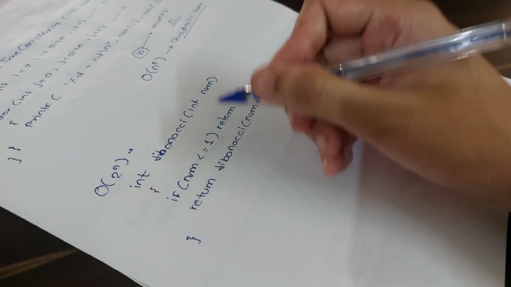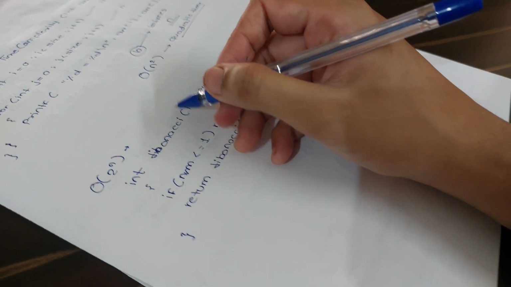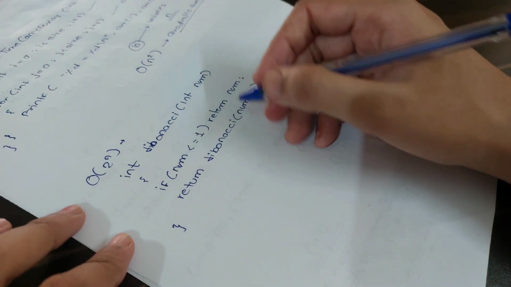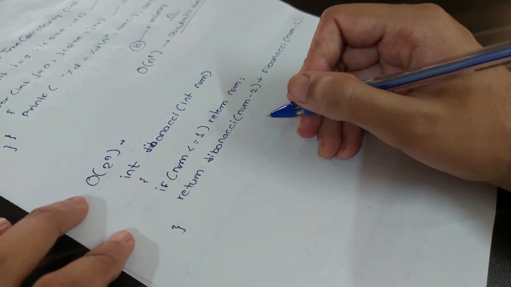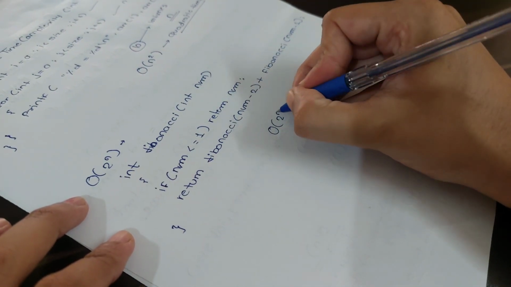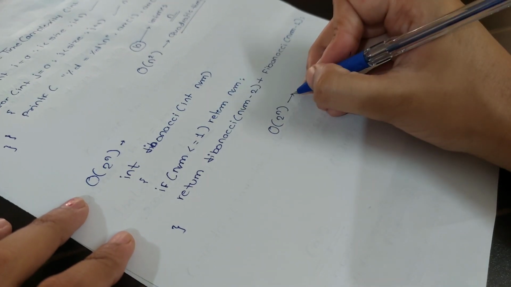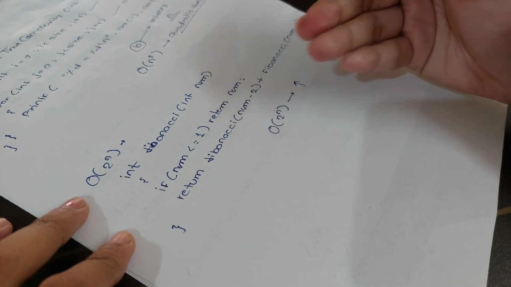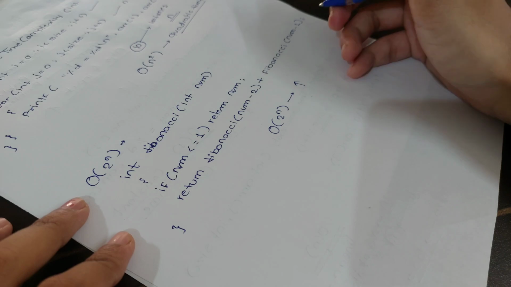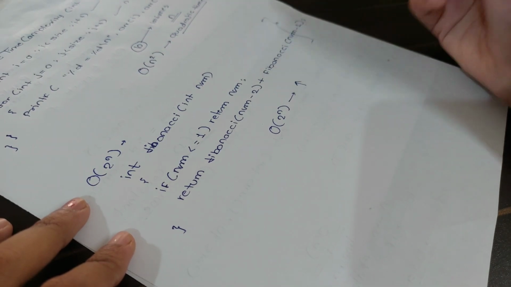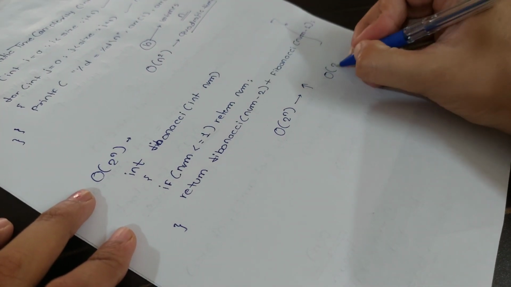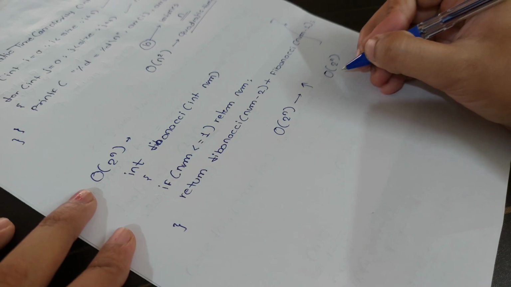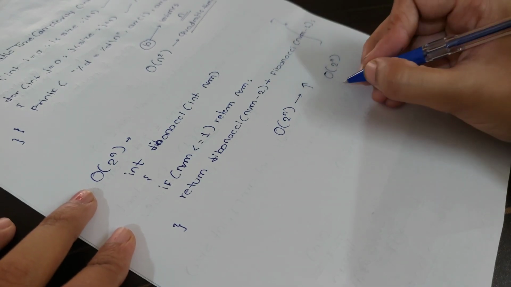Now let's talk about the exponential function. If you see, this is the recursive calculation of the Fibonacci series, where O of 2 power n denotes an algorithm whose growth doubles with each addition to the input data set. So this is the example of O of 2 power n, which is the exponential time complexity.